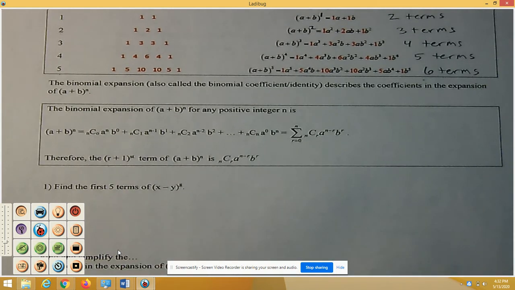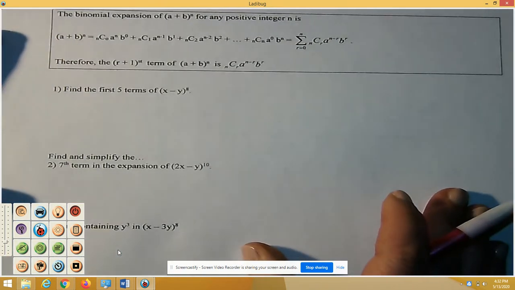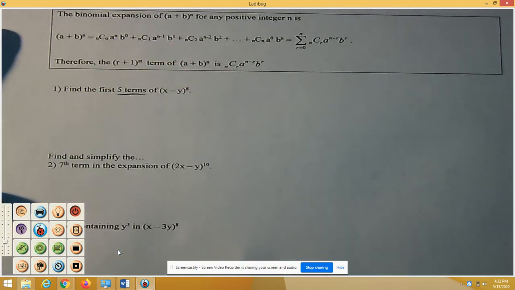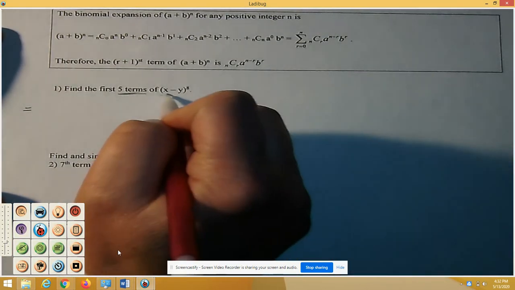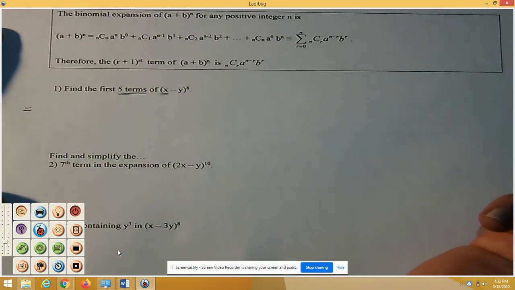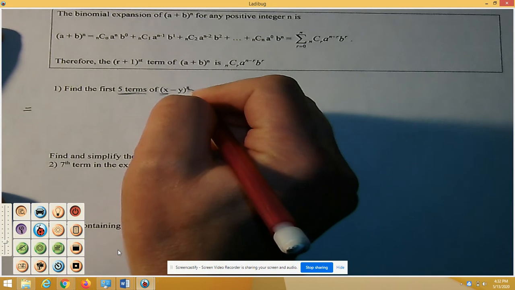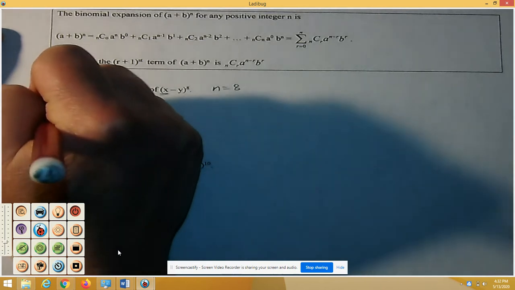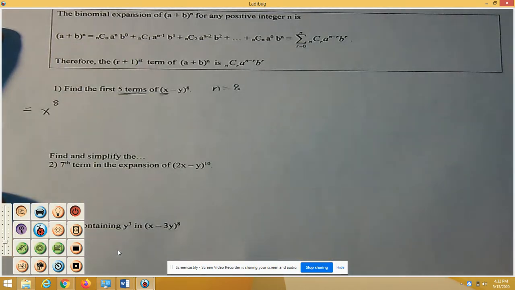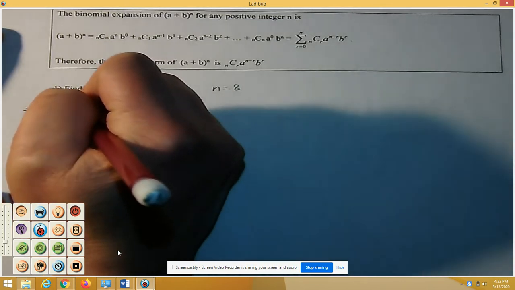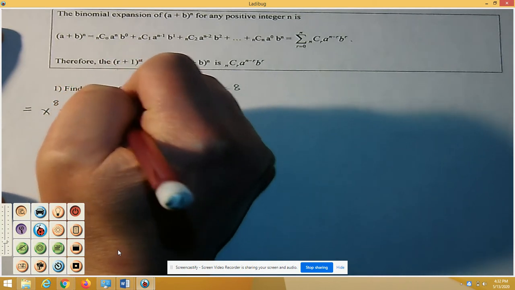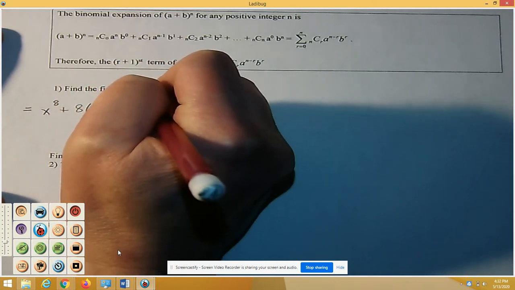All right, so this is kind of a lot to work through. So we're going to find the first five terms of x minus y to the power of 8. The first term is always pretty straightforward because you're just going to take the first piece of your binomial and raise it to the degree. So n here is 8. So I'm going to have x to the power of 8. And now my first exponent will be 8, and I'm going to put a positive here, and I'm going to have x to the power of 7, and now negative y to the power of 1.